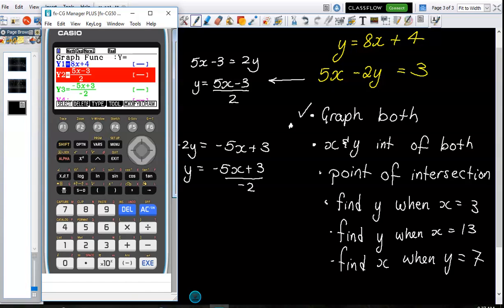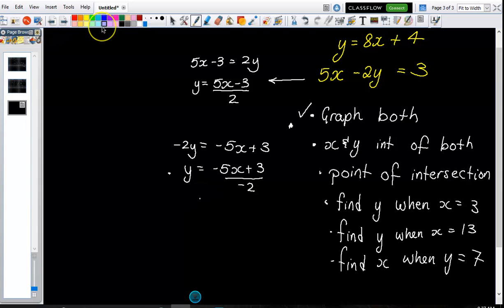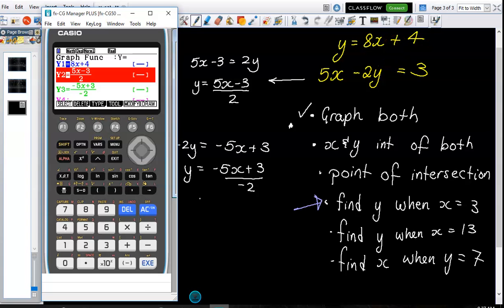Anybody remember how you find y when x is 3? I don't know if I want to ask this or not, but I'm going to. If I asked you to do this by hand, what's that basically asking you to do? Find y when x is 3. Sub. Yeah? 8 times 3, 24 plus 4, 28. So, how do we do it on our calculator?